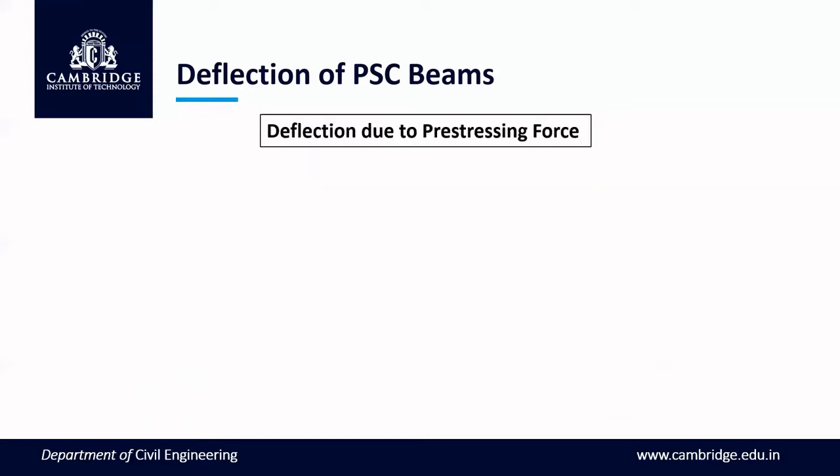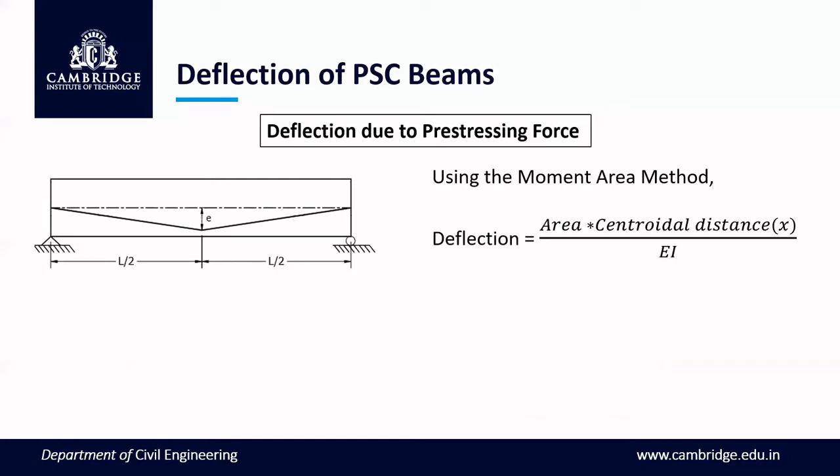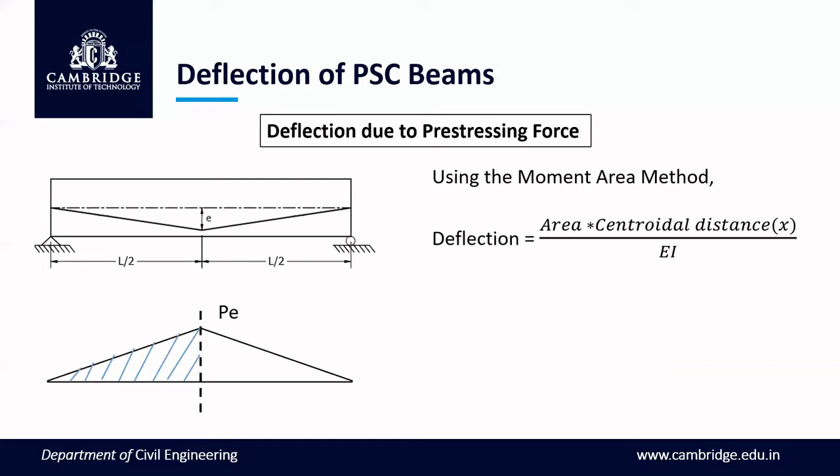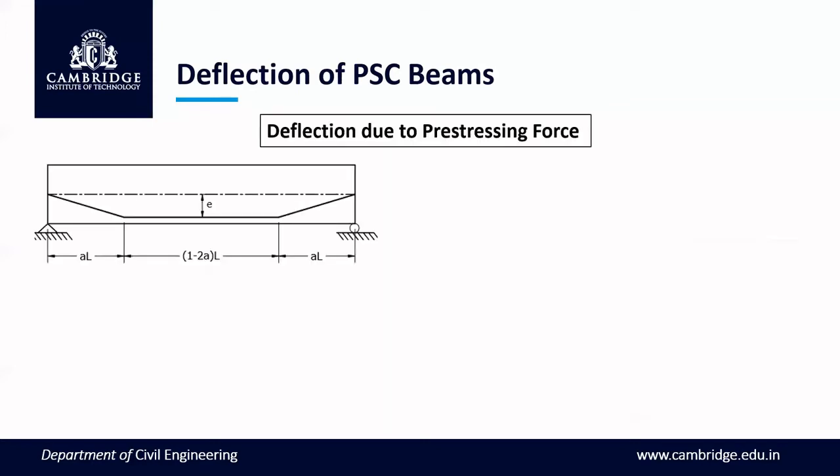Now, what if we have a linear tendon having an eccentricity e at the center and 0 at the supports? Again, from the moment area method, we would draw the moment area diagram and take the values of area into the centroidal distance of half of the moment area diagram, which would give us a deflection value of PeL² by 12EI. Now, all these are regular patterns of tendons. What if we have another type of tendon which would be like this?